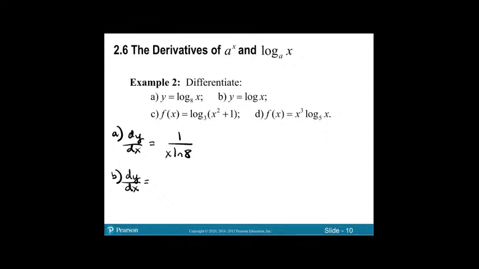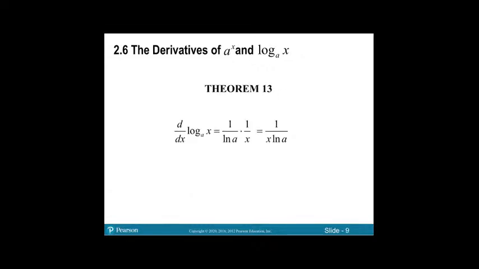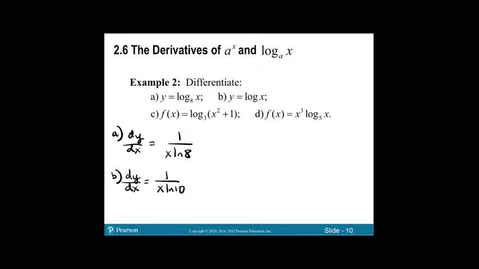Let's keep going. C, so f prime, so 1 over, you still have this x squared plus 1 times the natural log of 3, du over u. So then on top, we're going to have the derivative of the inside part, so the 2x. Right?